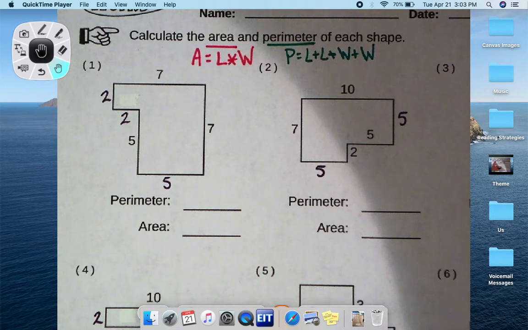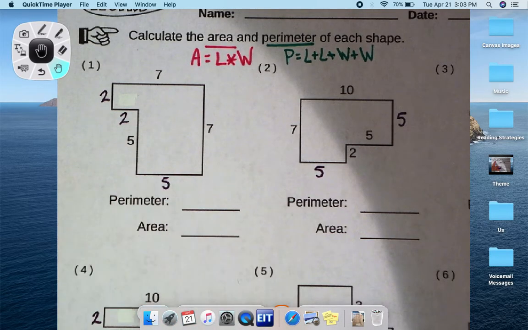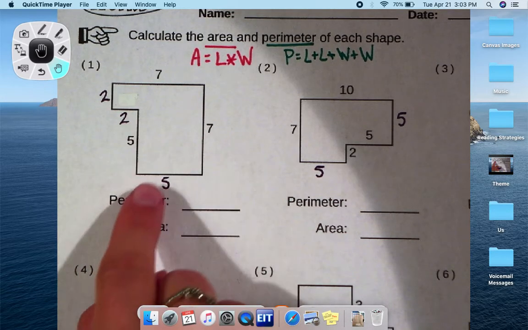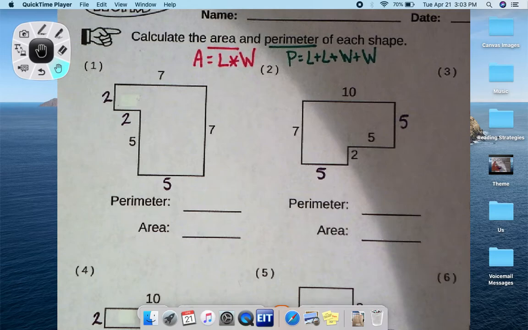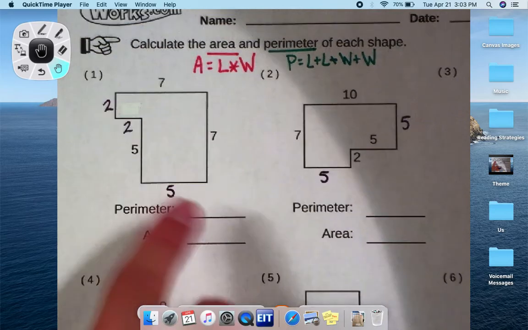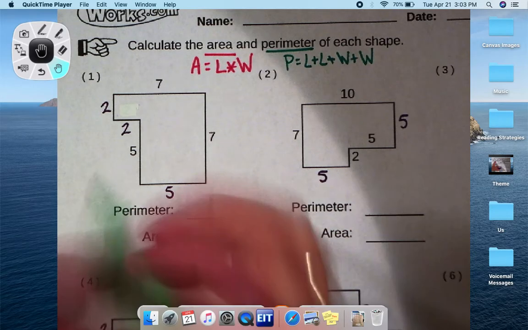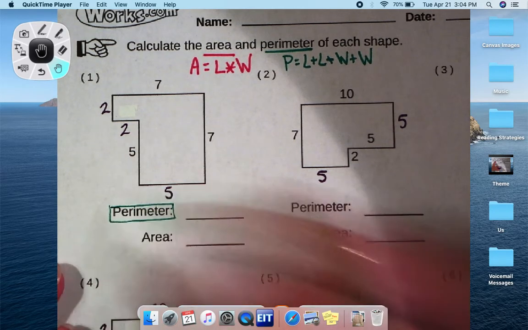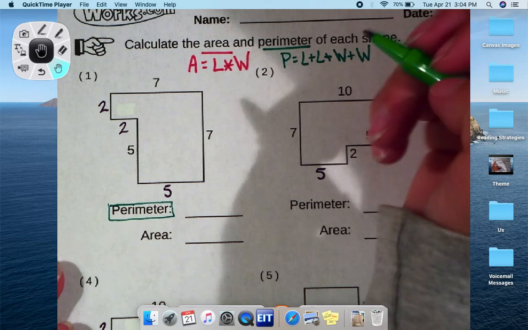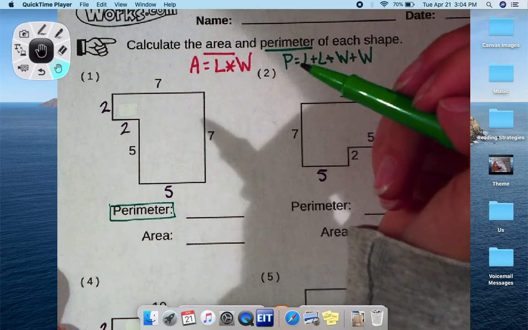All right, so I'm going to do two with you. I need to find the area and perimeter for this complex shape. It's called a complex shape because when we look at it, it's actually two rectangles put together. So for perimeter, I'm going to add up every single side, and I'm going to put a little dot next to it so that I make sure I get every side and that I don't add them more than once.